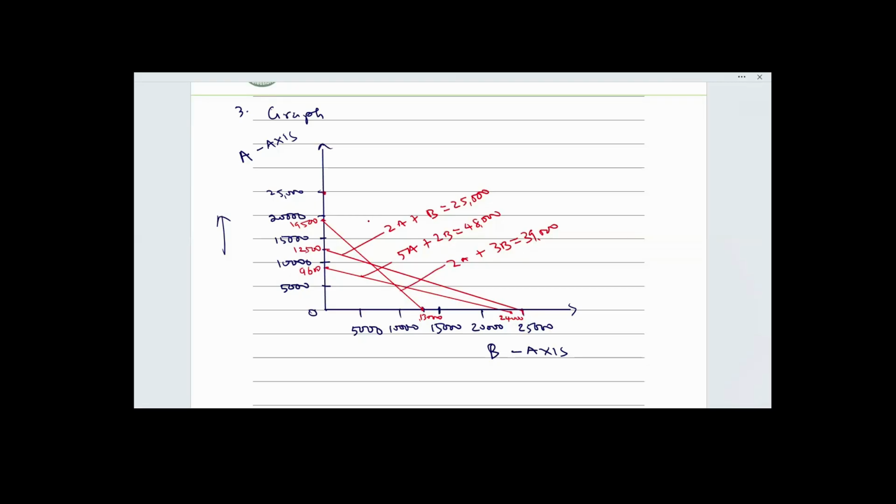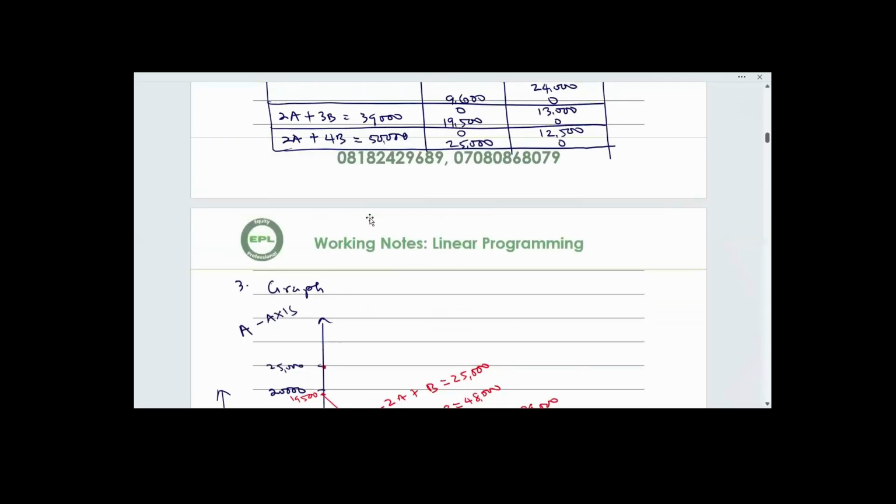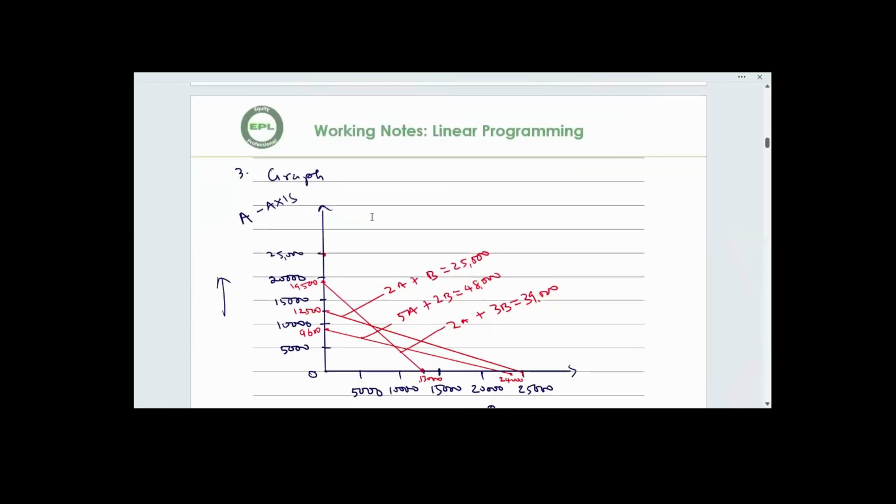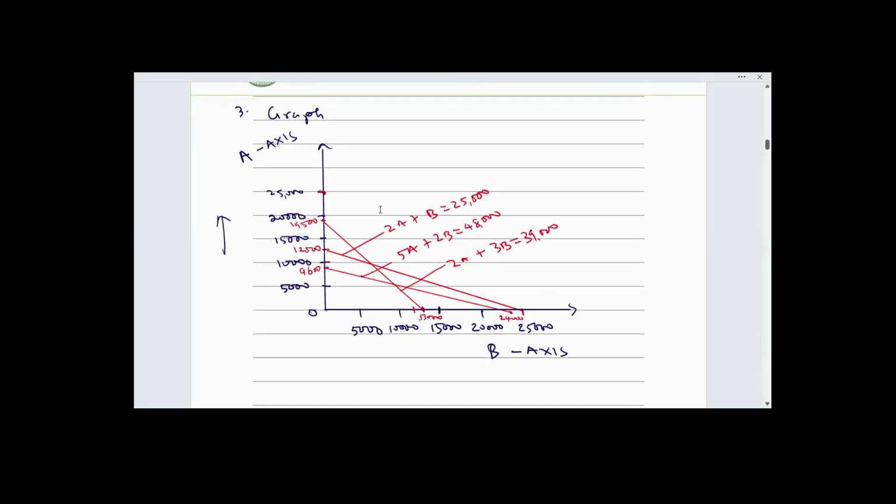So the last one, 25. 25,000 equals 12,500. Okay, here is the 25,000. And then 12,500. Let's say 12,500 is somewhere here, for example. That's 12,500. Let me write 12,500 there. Before 13. Before the 13. So you join the two together. Hopefully.